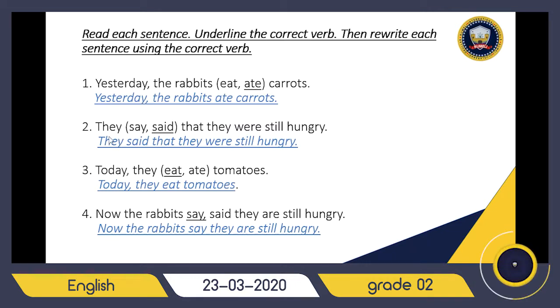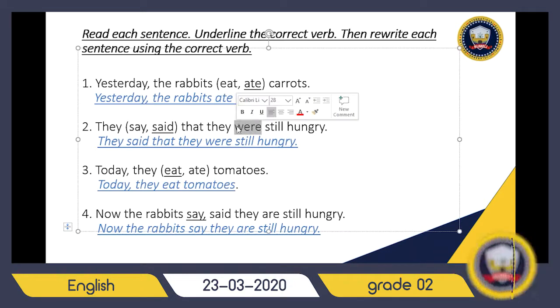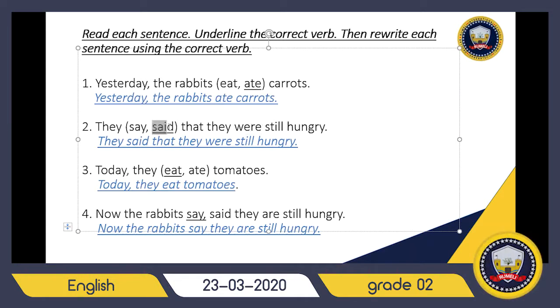Number 2, they said that they were still hungry. Now here they already used were. So were is past, so I have to use a past form here. They said that they were still hungry.